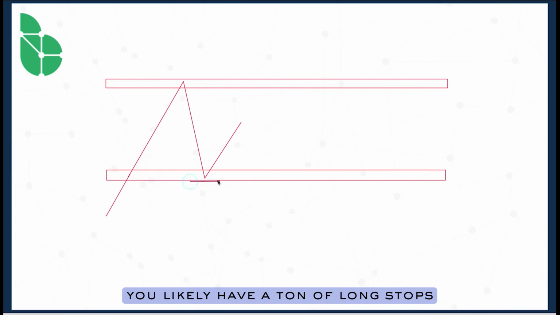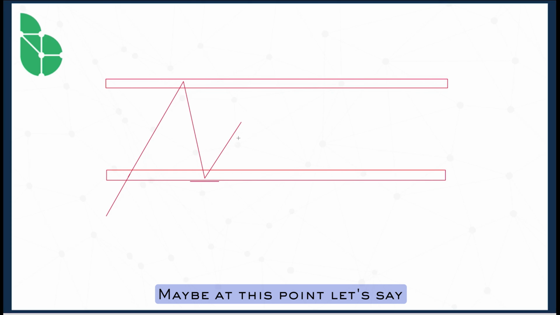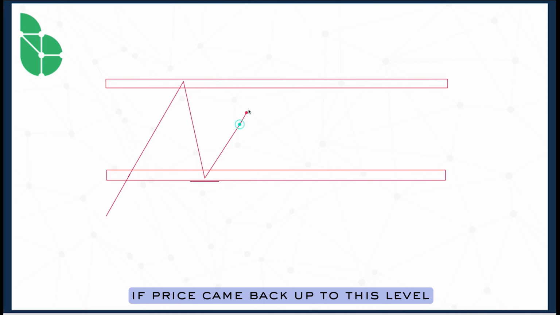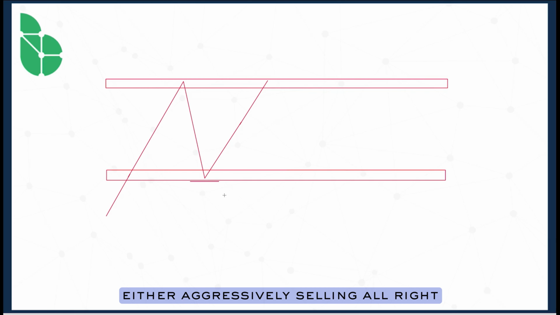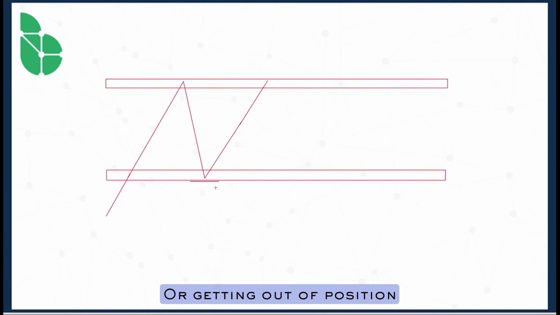So here you likely have a ton of long stops. Anyone who's currently sidelined is looking to take advantage of a breakdown. Maybe at this point, if price came back up to this level, you would have shorts looking to take advantage of a breakdown here. So you have all this liquidity right here of traders looking to sell, either aggressively selling or getting out of position. So there's a ton of liquidity here for anyone who is looking to buy.